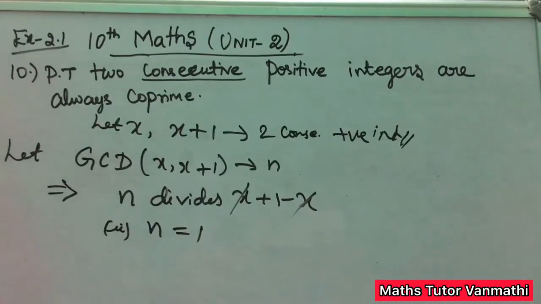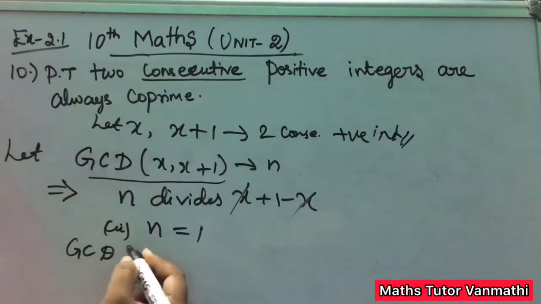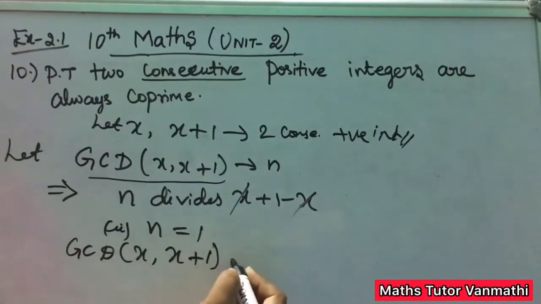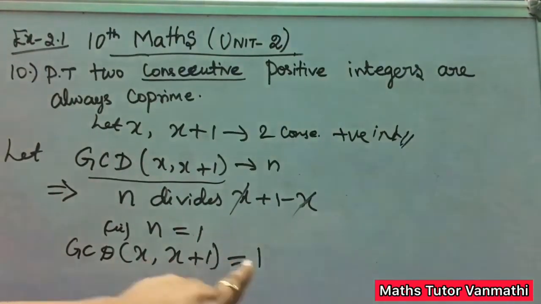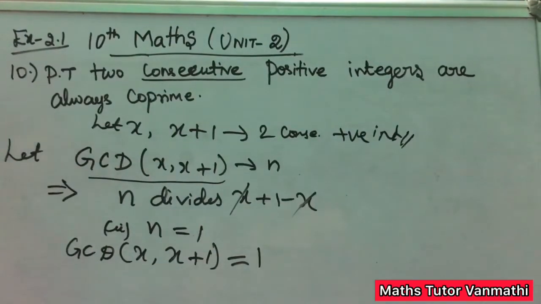From this we can say that n is GCD of x comma x plus 1. So we can write GCD of x comma x plus 1 is equal to 1. From this we can say that x and x plus 1 are co-prime. When the GCD of any two numbers is 1, we say they are co-prime. From this we can conclude that two consecutive positive integers x comma x plus 1 are co-prime. Clear? Hence the proof. Up to this your exercise 2.1 is over.